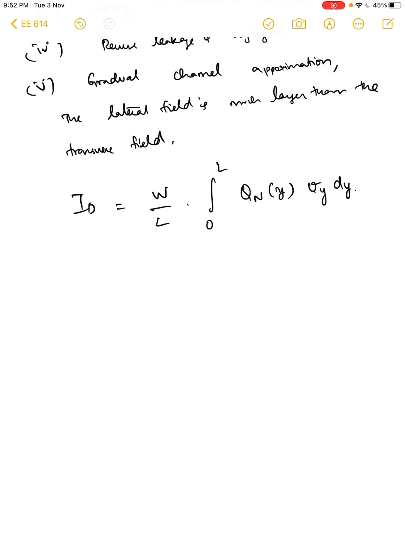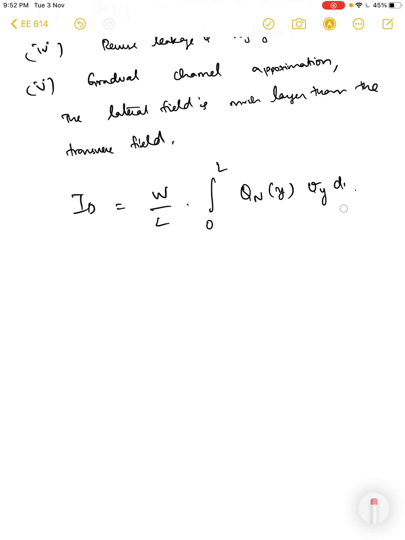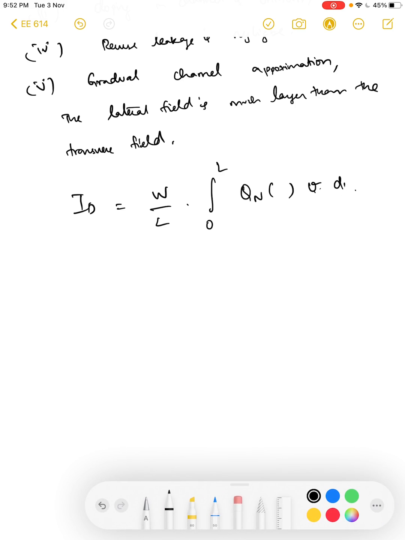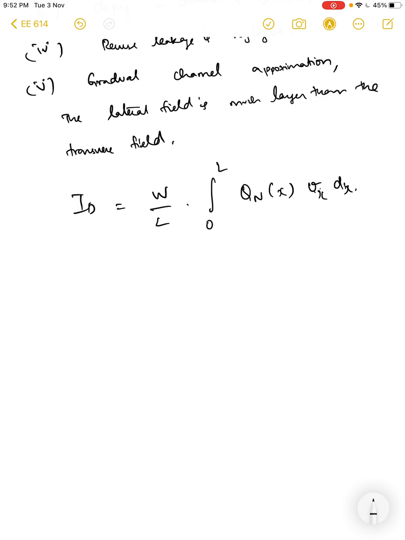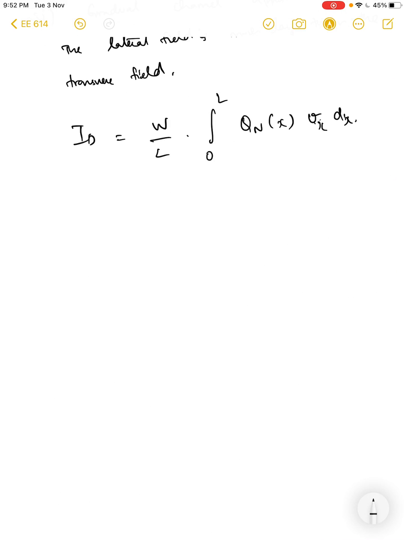So maybe I should use x here, following our previous discussions, right? Because x is along the length. So we have some charge density at the surface which varies along the x, right? Because of the applied drain bias, the charge density is not uniform. If the drain bias is not there, then we can assume that the inversion is uniform across the channel. But because we have applied some drain potential, you have a charge which varies with the distance from the source, right? And Vx is the velocity at each point, and the current should be a constant value.